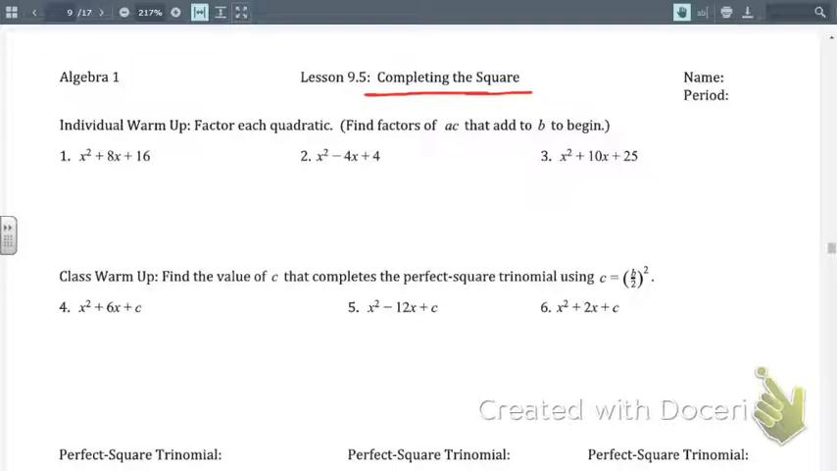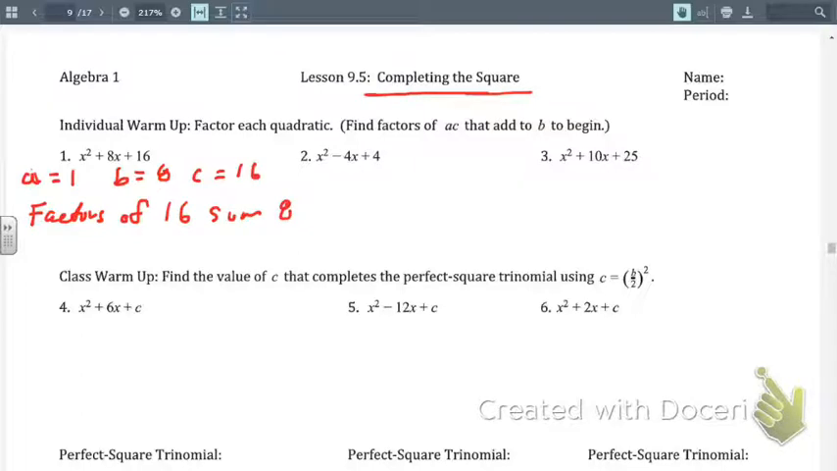Alright, individual warm-up. We're going to factor each of these quadratics. So remember to do that. We want to find factors of a times c that sum to b. So let's begin by writing down our a, our b, and our c. So our a is 1, our b is 8, our c is 16. And we want factors of a times c. So factors of 16 that sum to 8.